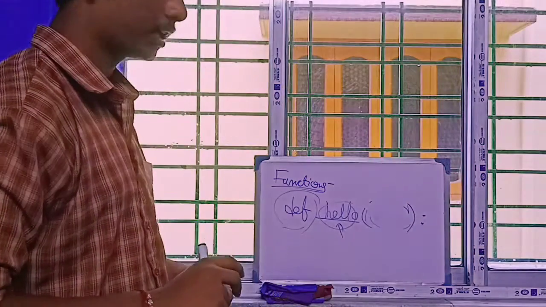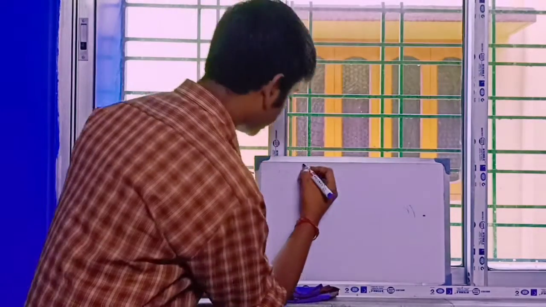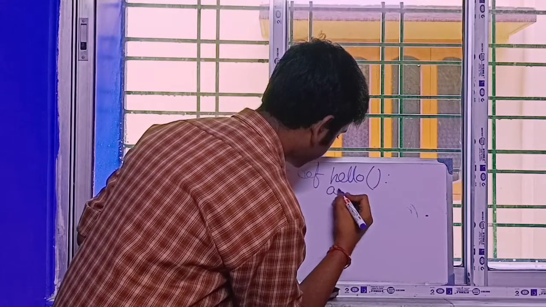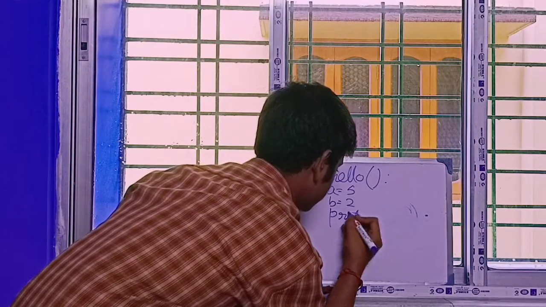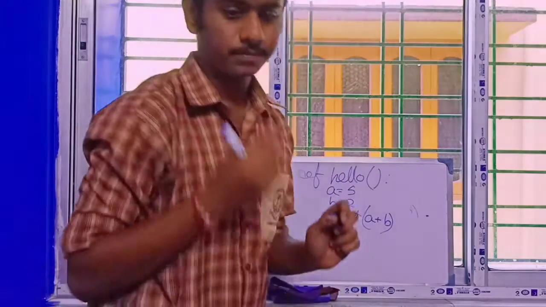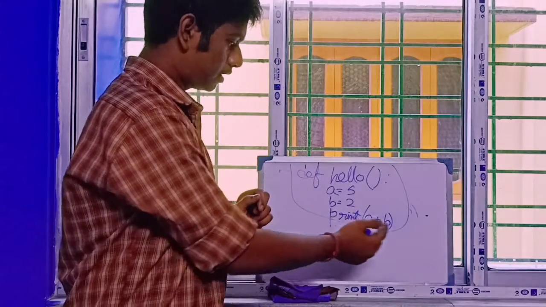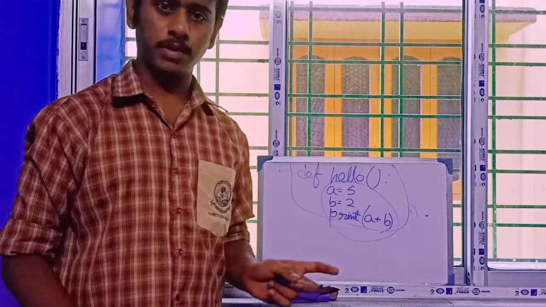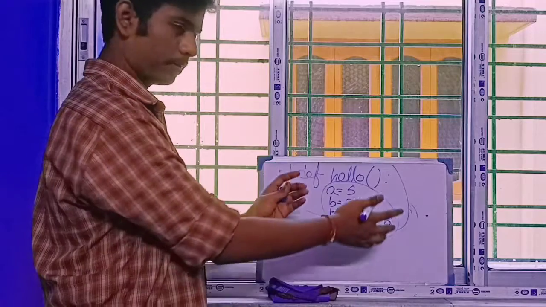Okay, so I am starting with an example of the function, that is def hello, a is equal to 5, b is equal to 2, print a plus b. So we have created a function named hello, and inside the function we have provided these values: a is equal to 5, b is equal to 2, and print a plus b. Now we need to call the function in order to make this work.